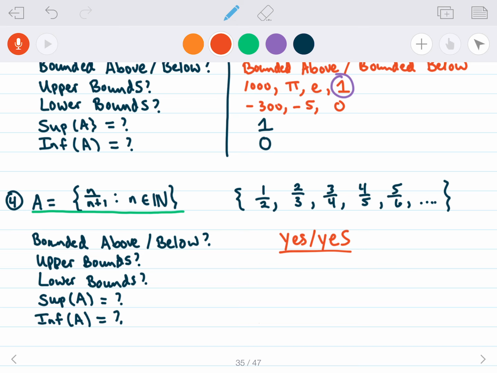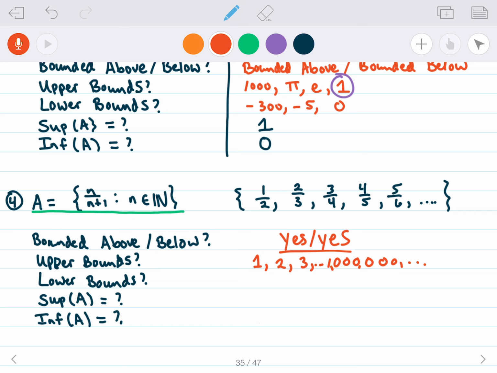So what are some upper bounds? Well, the bottom of this fraction is always going to be larger than the top, and so we're never actually going to hit 1, is the point here. So the upper bounds, we can say, are 1, 2, 3, 1,000,000, I don't know. Okay. So yes, we have lots of upper bounds.